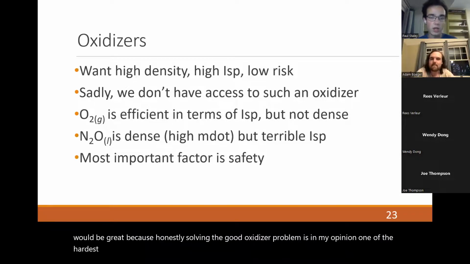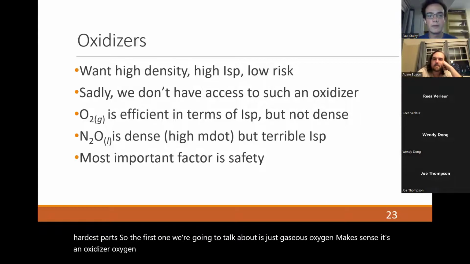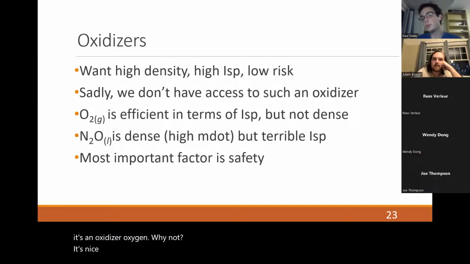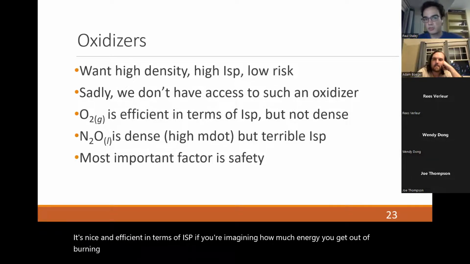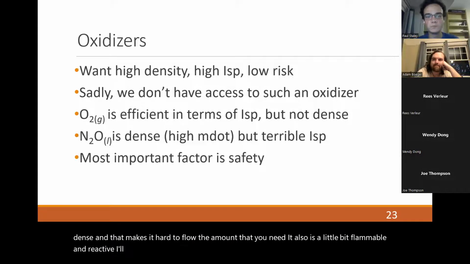So the first one we're going to talk about is just gaseous oxygen. Makes sense. It's an oxidizer, oxygen. Why not? Now, it's nice and efficient in terms of ISP. If you're imagining how much energy you get out of burning something, pure oxygen seems like a great place to go, but it's a gas, so it's not very dense, and that makes it hard to flow the amount that you need. It also is a little bit flammable and reactive. I'll talk about that in a second, though.